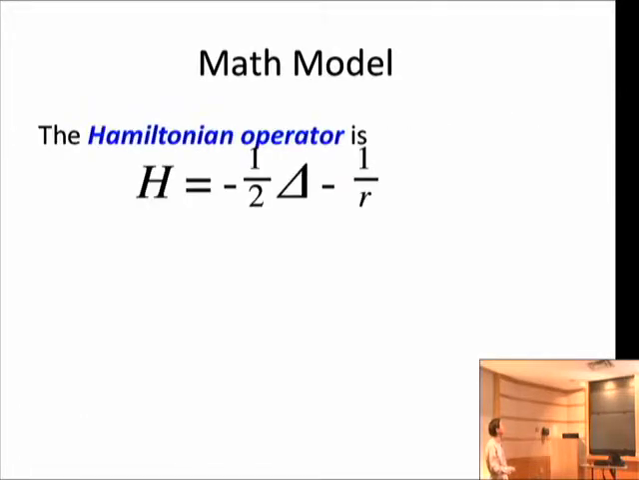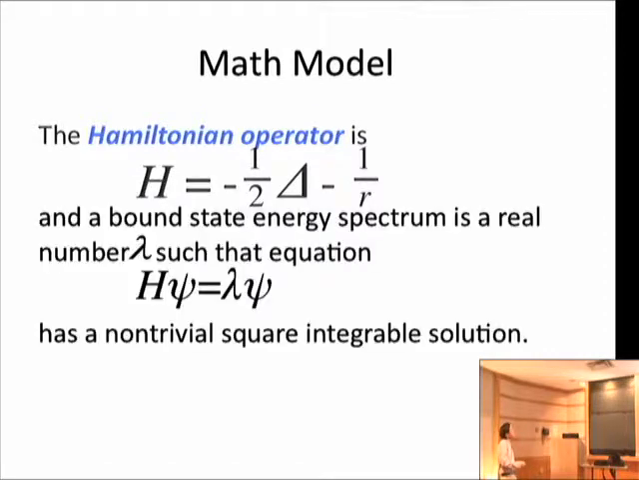Now, the quantum mechanics model is that in quantum mechanics we promote all physical observables to Hermitian operators. So in particular, the energy will be promoted to the Hamiltonian operator. So this first part is the kinetic energy. The second part is the potential energy. So this delta is the Laplace operator.